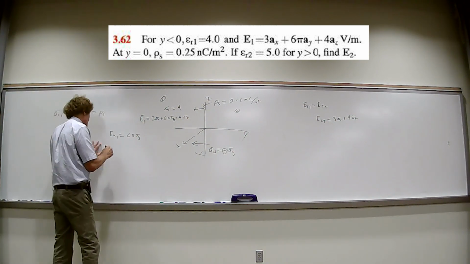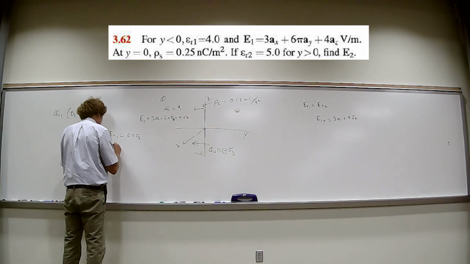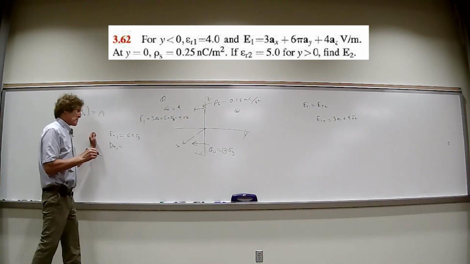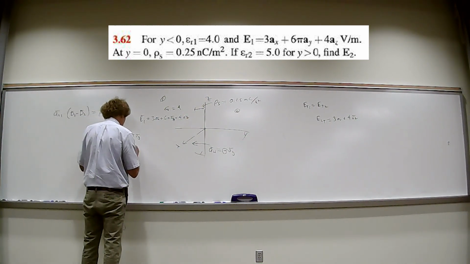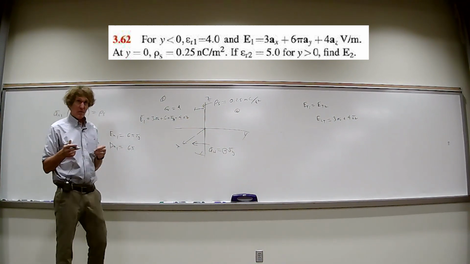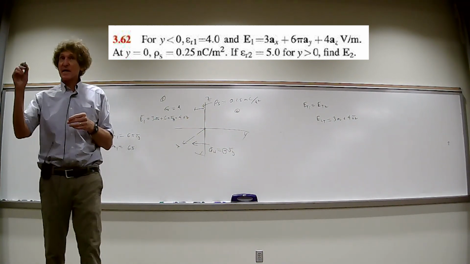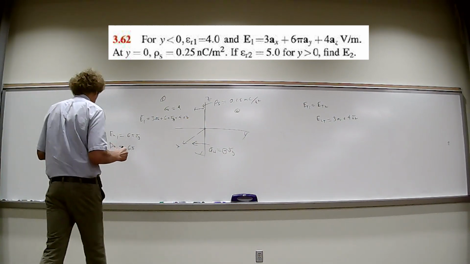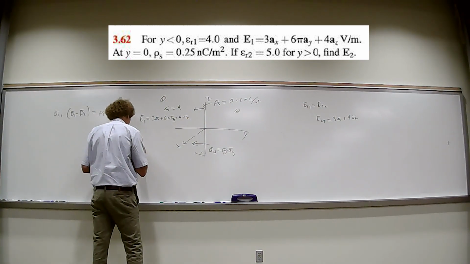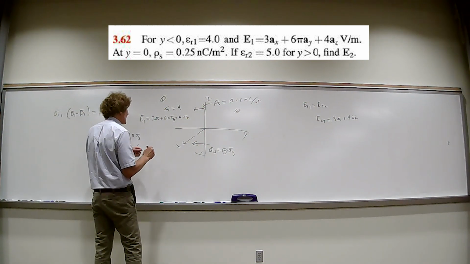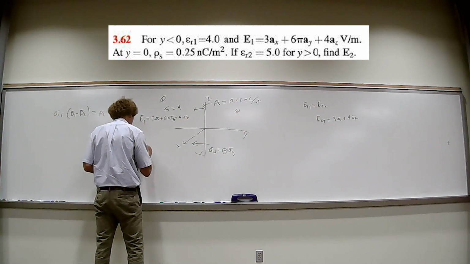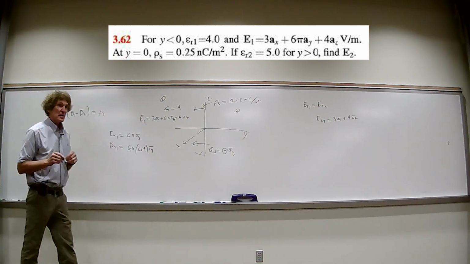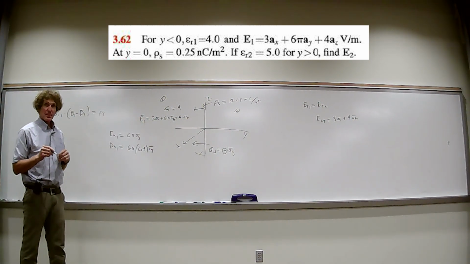All right, now, what is D normal in region 1? Well, it's going to be that, right? But I have to multiply that by what? D is equal to epsilon E, correct? So I have to multiply that by epsilon naught times epsilon relative, which is 4, AY. So that's D normal in region 1. Do y'all agree with that?